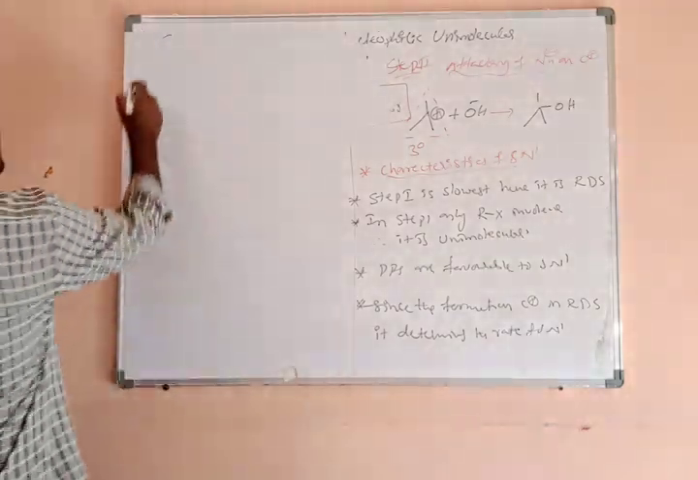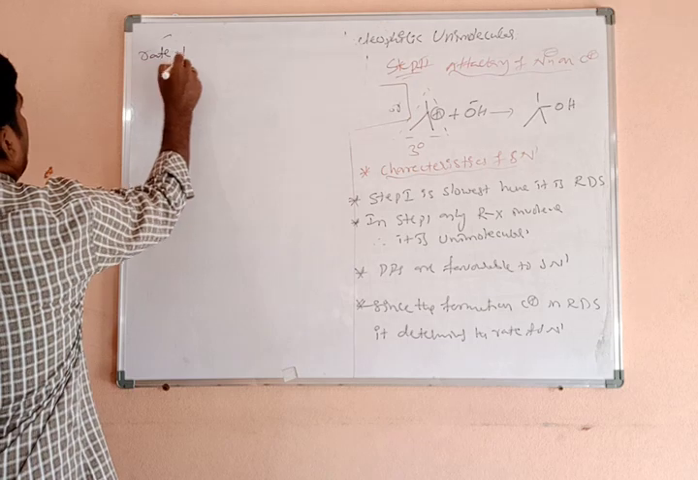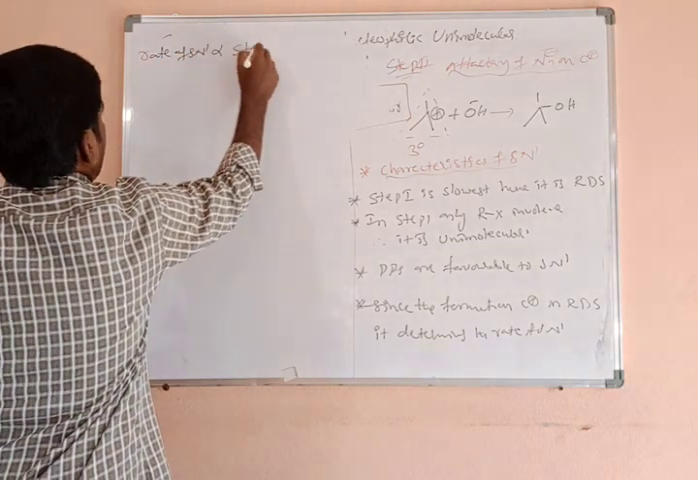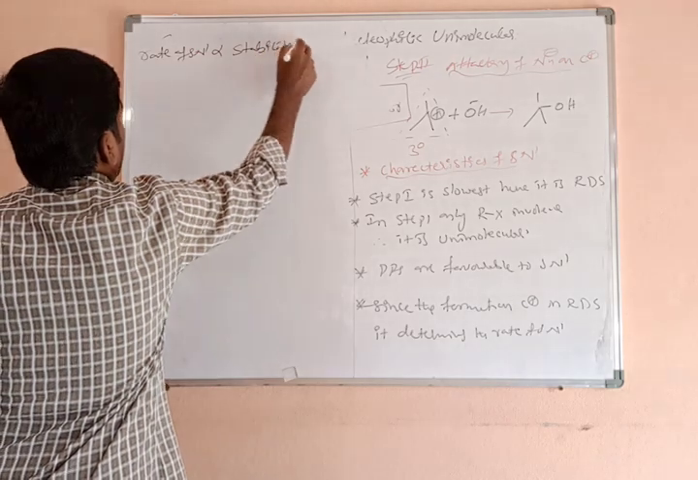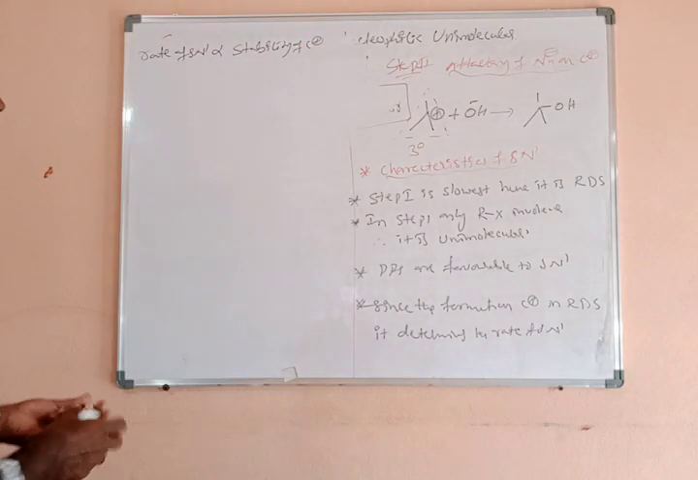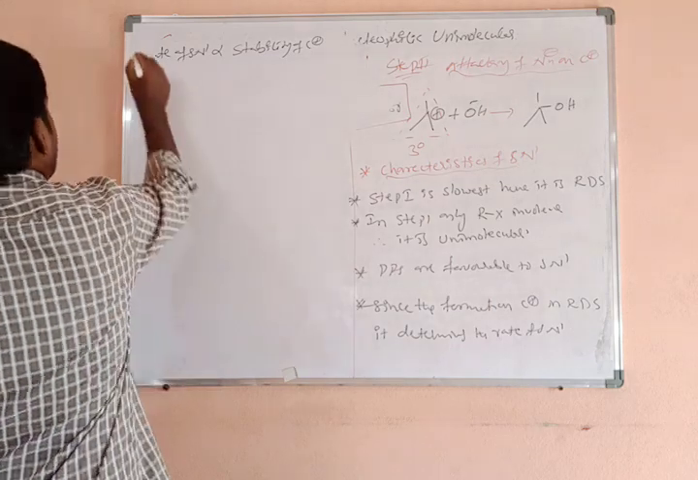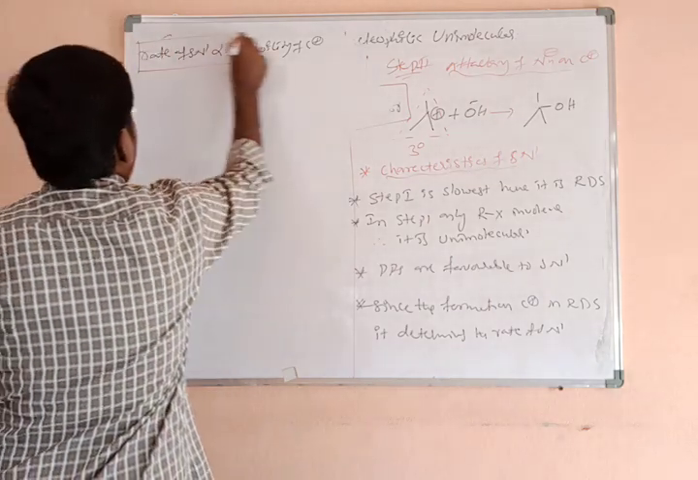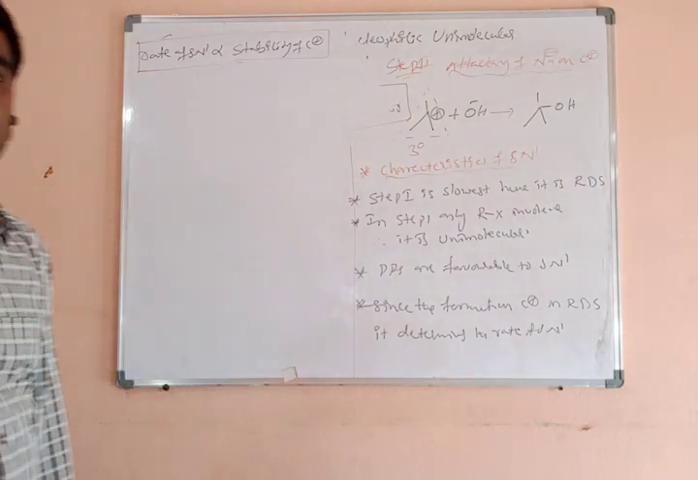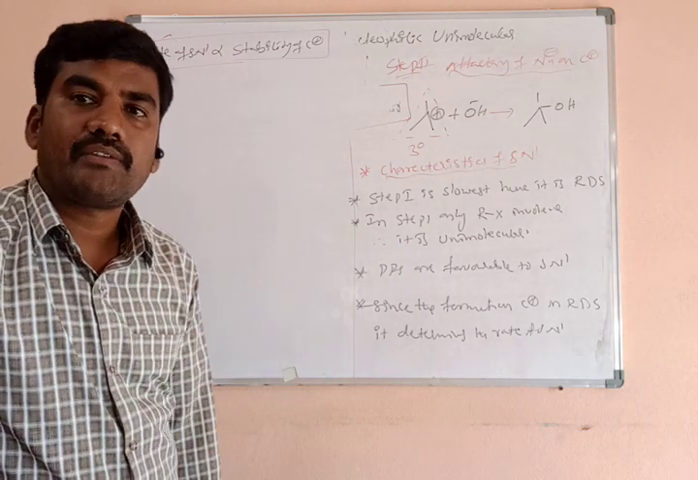Now the rate of SN1 is directly proportional to the stability of the carbocation. If the stability of the carbocation increases, the rate of SN1 also increases. As the stability of carbocation increases, the rate of SN1 also increases.